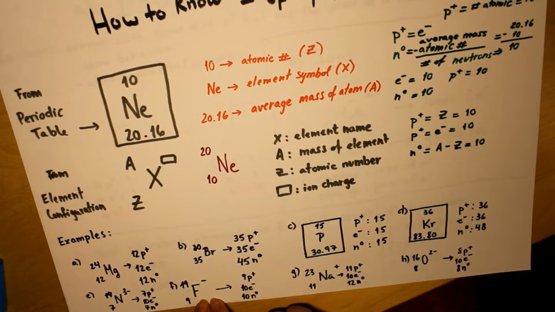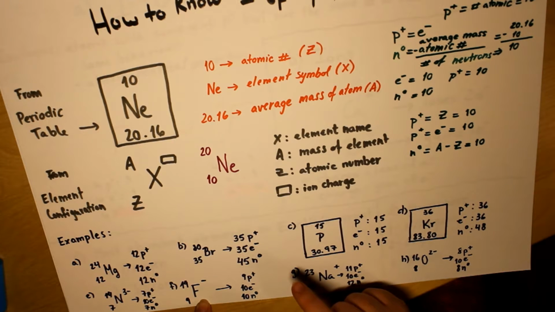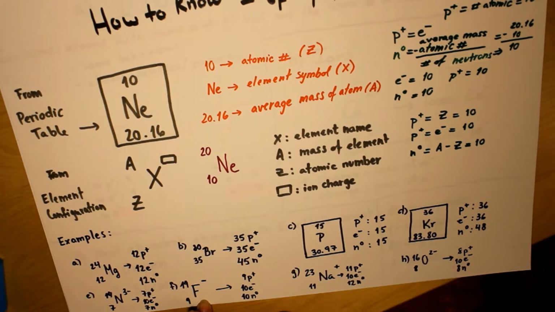Now let's try another one. Fluorine minus. So basically the number of protons is the atomic number, 9 protons. And how many electrons? It's 10, because it got 1 electron from another element. And the number of neutrons is 10, because when you subtract 9 from 19, you get 10.